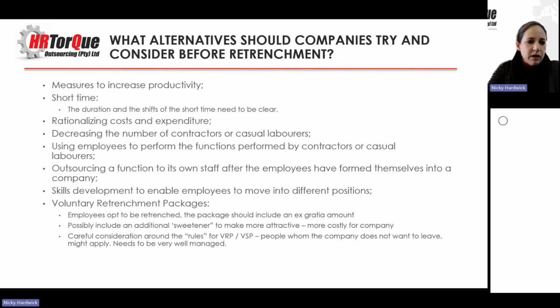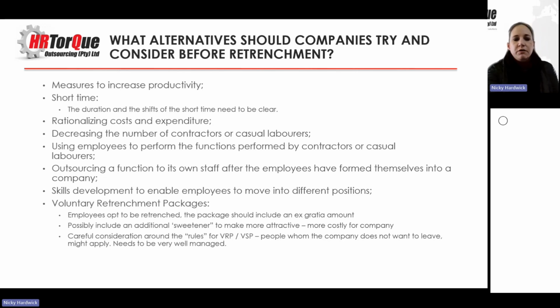Just to understand as well is that if you have a position in which you have considered the various different alternatives, you know that, for example, there is no other position that the person can take. You've considered all the various alternatives. They can't move. You can't do short time, etc. You can very carefully approach the person.